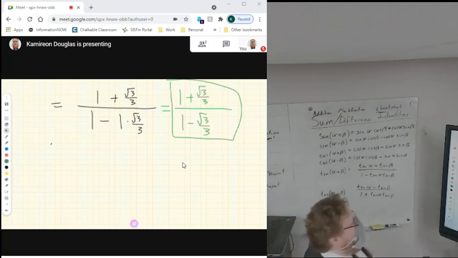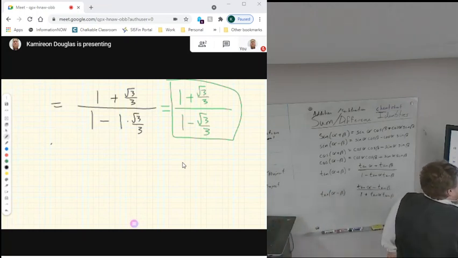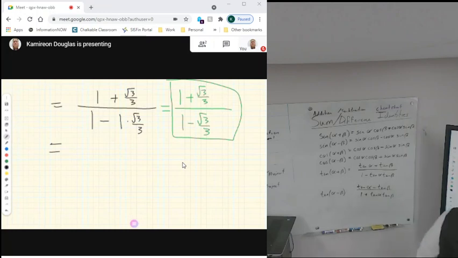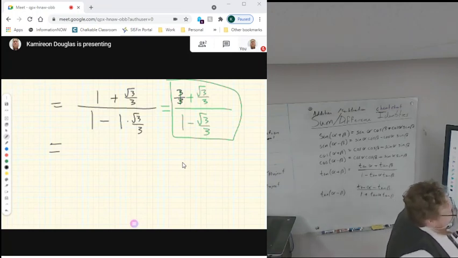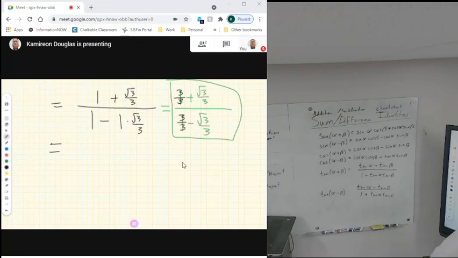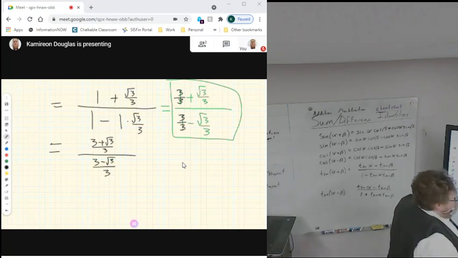So here we go. On top, this first piece becomes not 1, but 3 over 3. That one also becomes 3 over 3. Remember, I need to have like denominators to get this to work. So now I combine my fractions. The top becomes 3 plus the square root of 3 over 3, divided by 3 minus the square root of 3 over 3.